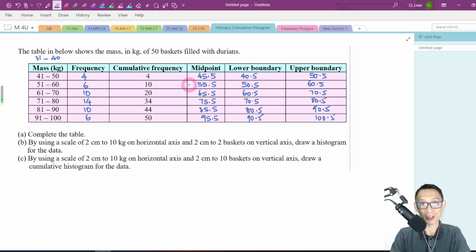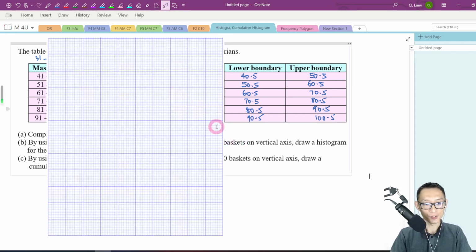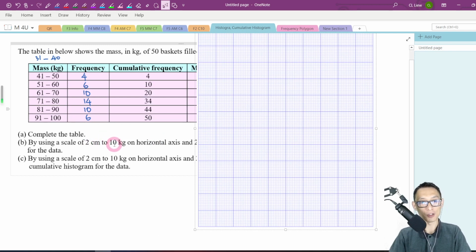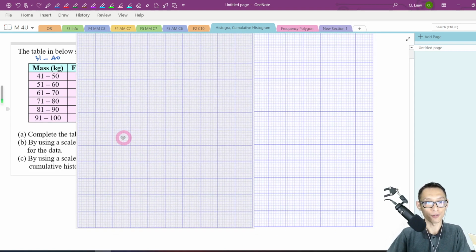Now we have all the important information that we need for the histogram and cumulative histogram. Now we can start drawing the diagram that we need by using the scale given here. The scale is 2 centimeters to 10 kilogram on the horizontal axis. Let me double check. Right, and the vertical axis is 2 centimeters to 2 baskets, right? Okay, now we can start to draw the graph.